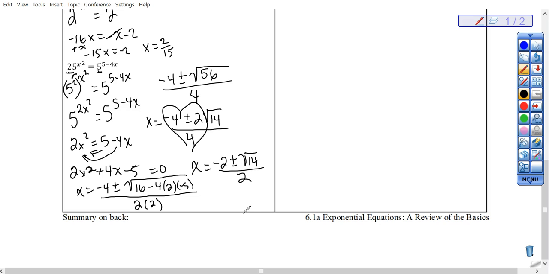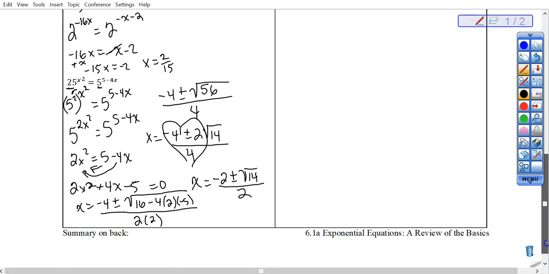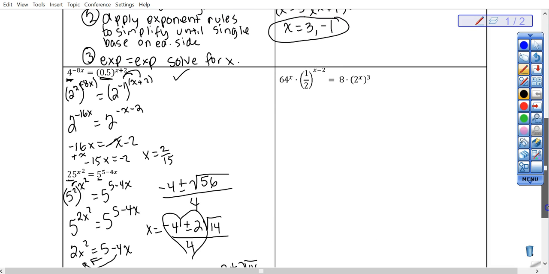Here's what I promise you. On your homework, you won't have to use the quadratic formula to solve for your x's. Okay? But you never know. Sometimes they pop up and you can't factor your quadratic, so you got to use the quadratic formula. Oops. All right, last problem.